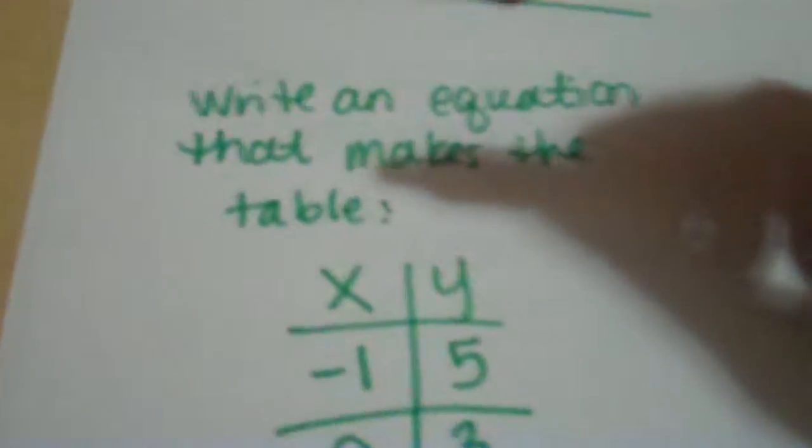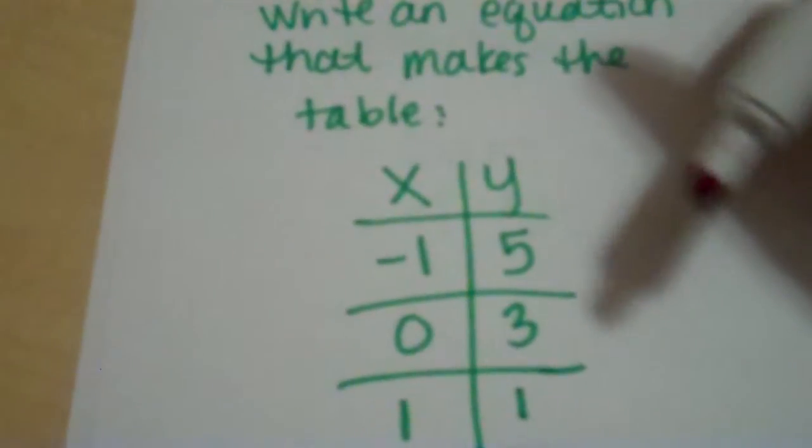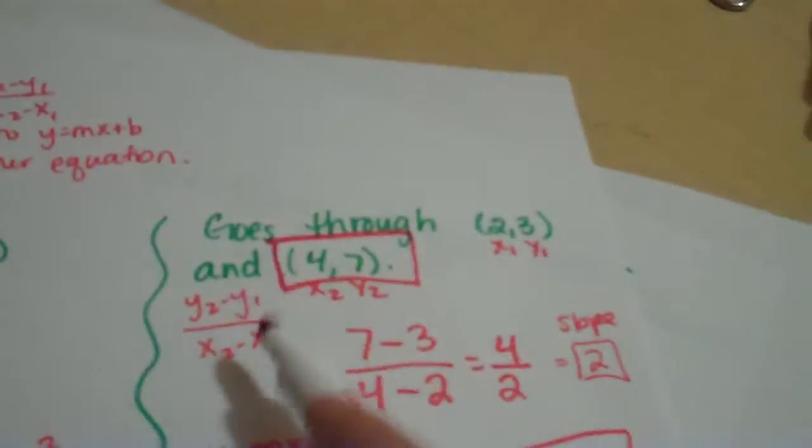So we're going to do 2 things. We're not doing 2 things. That's the next time. This might look different than what you already know how to do, but it's actually the exact same thing as this. Okay? So I need to write an equation that makes this table.